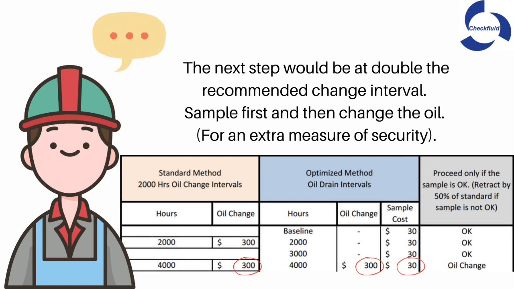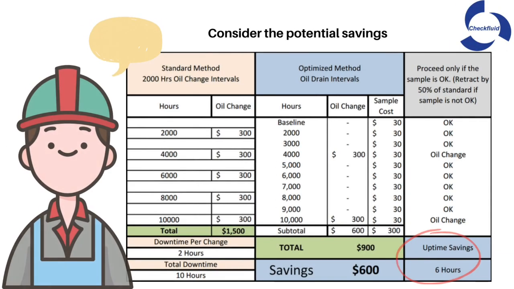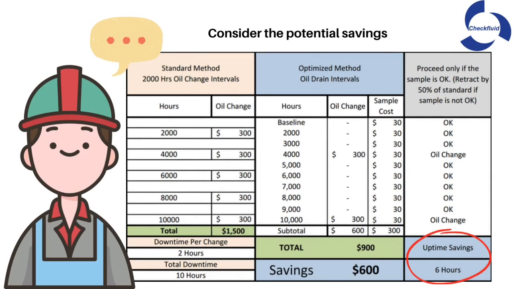So we're a little bit more conservative. Sample first, then change the oil for an extra measure of security. It will set us back $300, whether or not it's good or not. But as you can see, overall, using this particular pattern, you've got a substantial savings. Probably about 30 to 40% of what you might have been paying before. Another big savings is the uptime savings. Here you're going to be saving 6 hours of uptime for that particular piece of equipment.